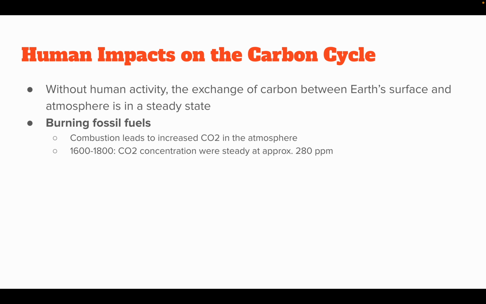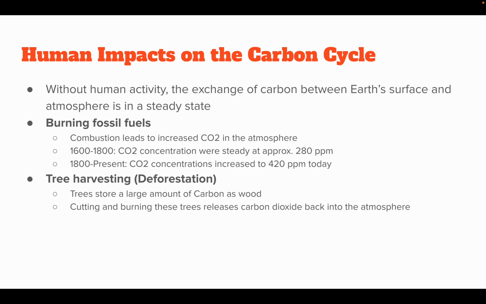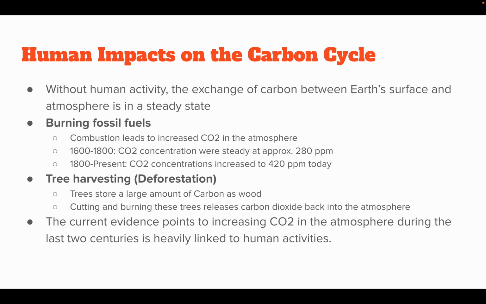And just like we saw in our book that we read over the summer, we know that carbon dioxide retains more heat than other gases. Therefore, if we have more of that gas in our atmosphere, more heat will be retained. Now, tree harvesting in the form of deforestation: trees store a large amount of carbon as wood. Cutting and burning these trees releases that stored carbon back into the atmosphere, as opposed to letting the tree fall down and rot, where some carbon will be released by decomposers, but the rest of it will eventually just be returned to the soil.